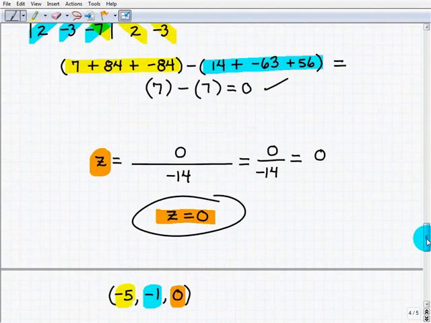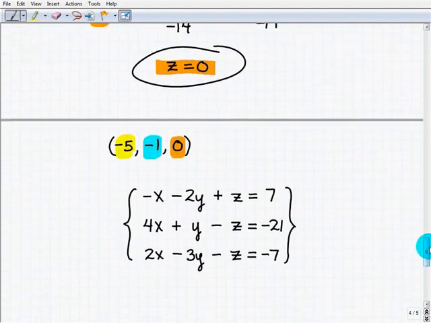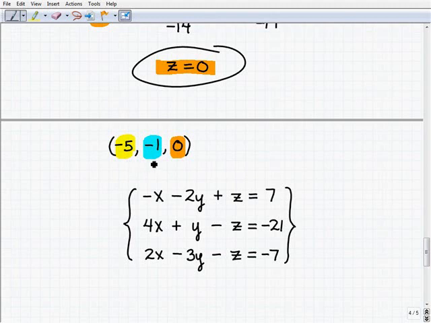All right, so our solution set, recall, our first one was x is equal to negative 5. We had y equal to negative 1, and we had z equal to 0. So we write it as an ordered triple. Okay, and there you go. All right, so Cramer's rule is an excellent way to solve any linear system.